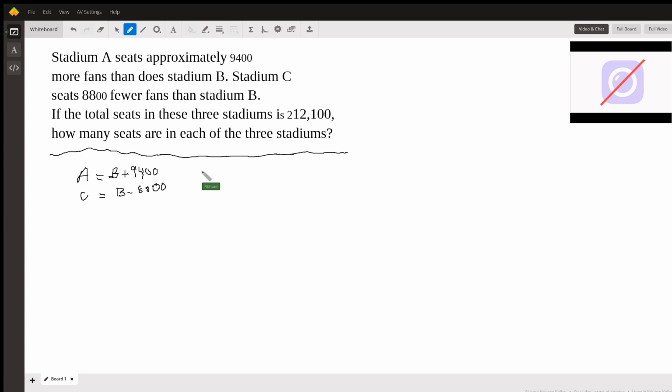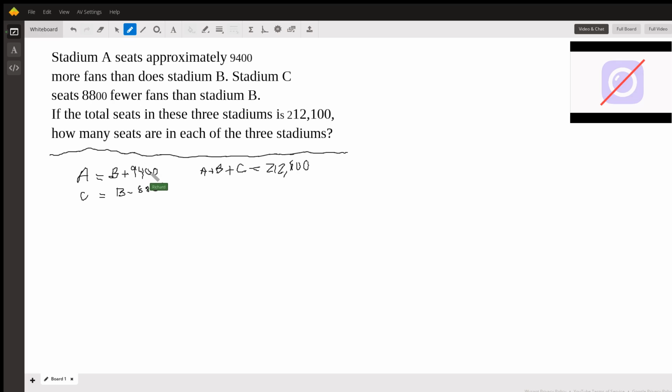And now this last one says all the seats in the three stadiums combined, so A plus B plus C is equal to 212,100 seats. That's a heck of a lot of seats. Okay, so let's find out how big these stadiums really are.